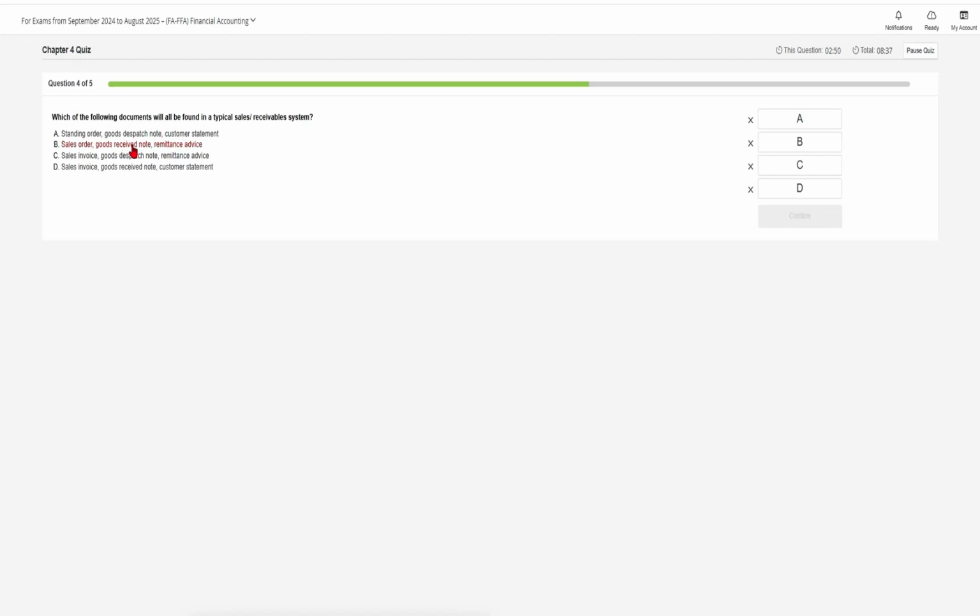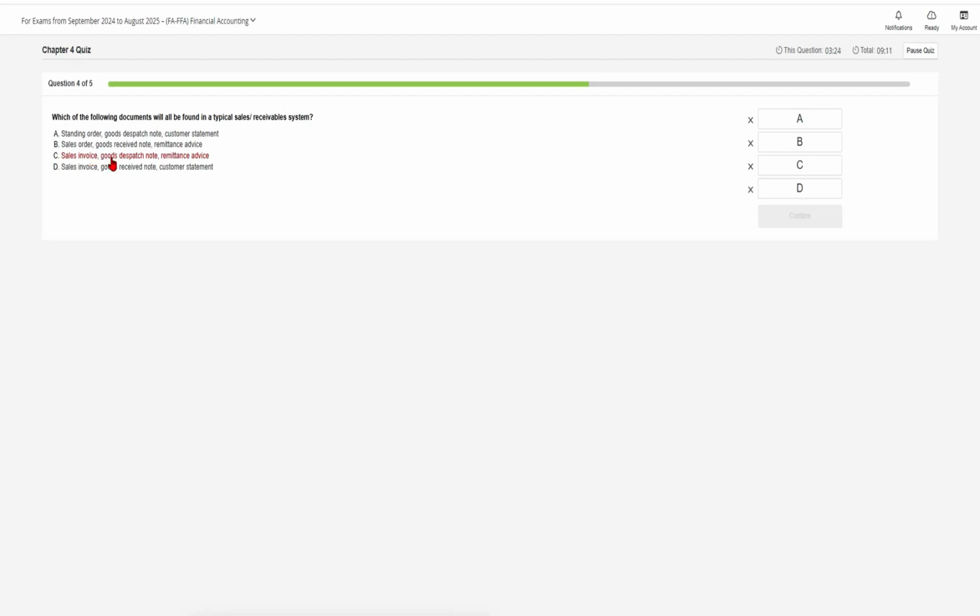Then again, goods received note. So it is created when we receive goods from suppliers. So it belongs to the purchase, not the sales one. So that's why it's wrong. Then remittance advice. So it is sent by the customer when they make the payment. So again, it's a part of the sales system. But due to them including the goods received note, which is a part of the purchase, it's incorrect. The next we have a sales invoice. Yes, it is sent to the customer to request payment, and again it is a part of the sales system, so it's correct. The next we have a goods dispatch note.